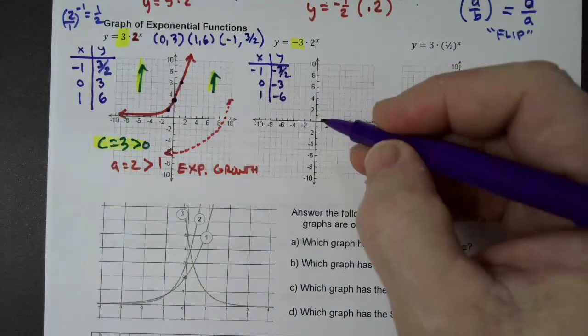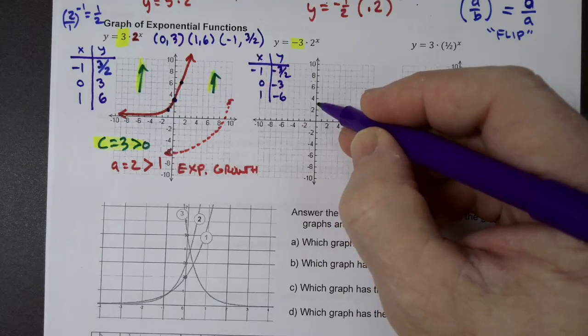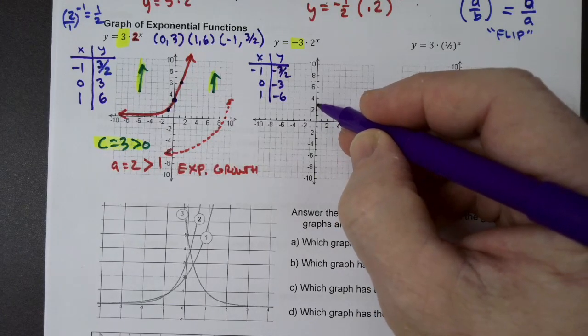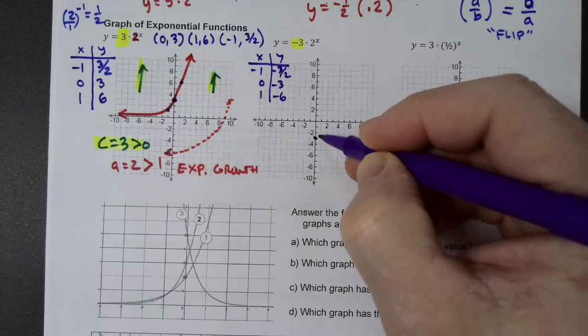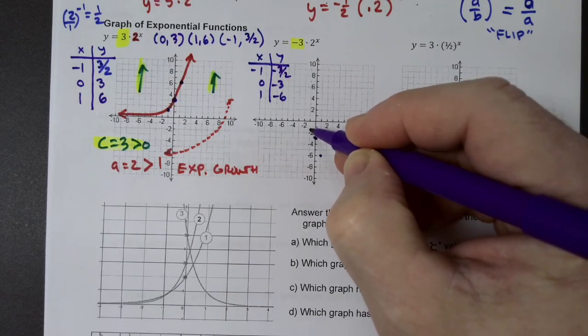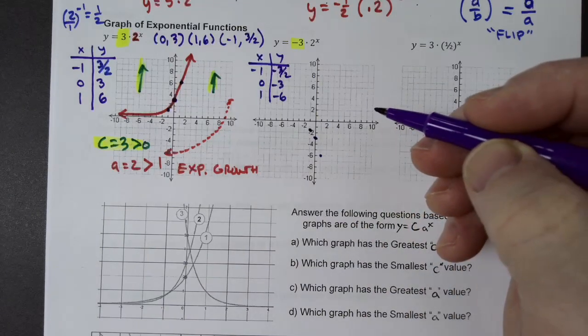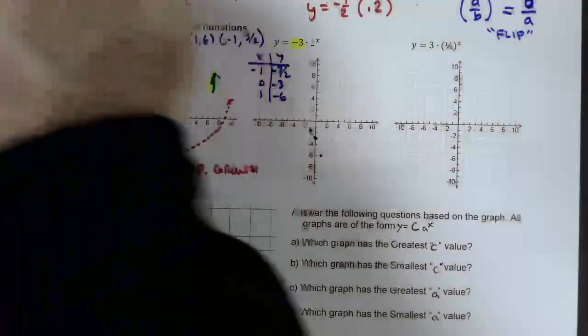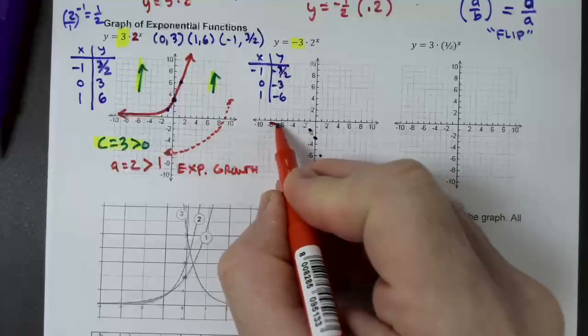So instead of going to +3 for the y-intercept, we're going to go to -3. To the right one, we'll have to go down 6. To the left one, we'll have to go down halfway between -1 and -2. And when we graph it, it's going to look like this.